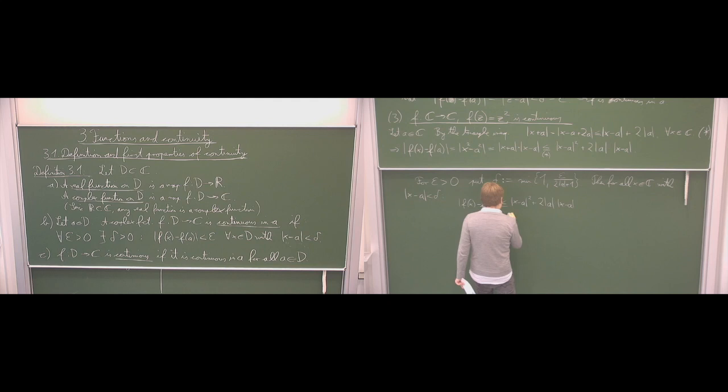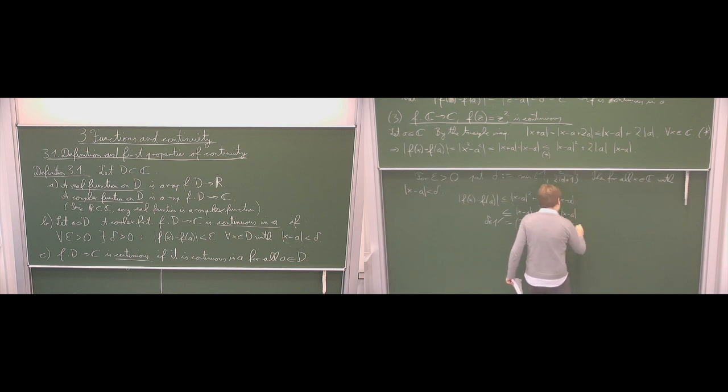So this means that this is smaller than, since delta is at most 1, the absolute value of x minus a plus 2 times the absolute value of a times the absolute value of x minus a. So this is now the same as 2 times the absolute value of a plus 1 times the absolute value of x minus a. And yeah, this is smaller than delta. So this is smaller than 2 times the absolute value of a plus 1 times delta.